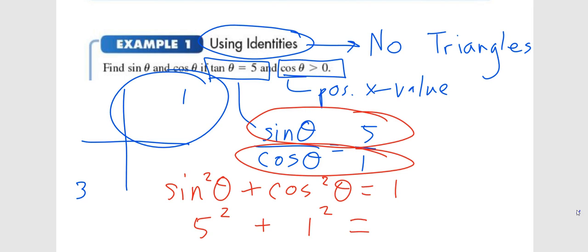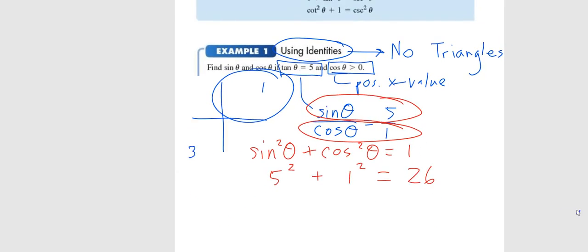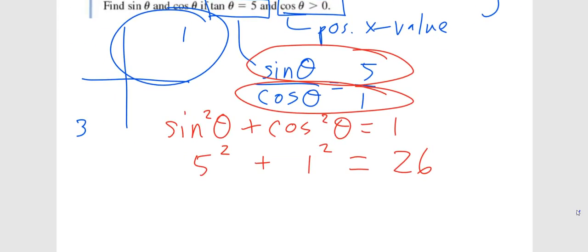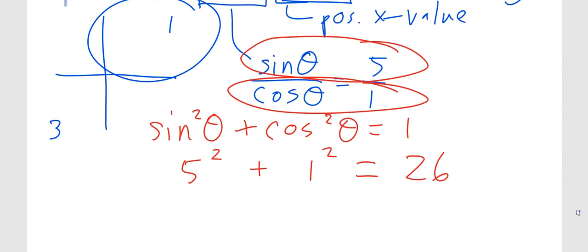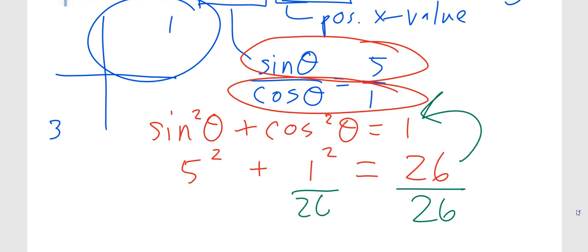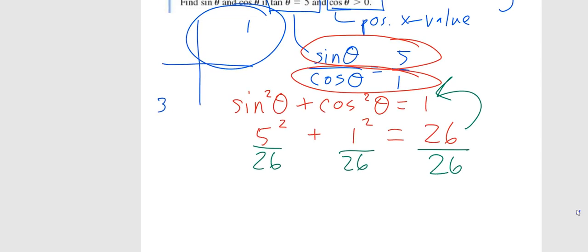Do you guys know what 5 squared plus 1 squared is? It's 26, right? Clearly 26 and 1 are not the same number, right? What could you divide this side by so that you could make this turn into that? 26. But if you do it to that side, you better do it to this side as well. All right, folks, start thinking.